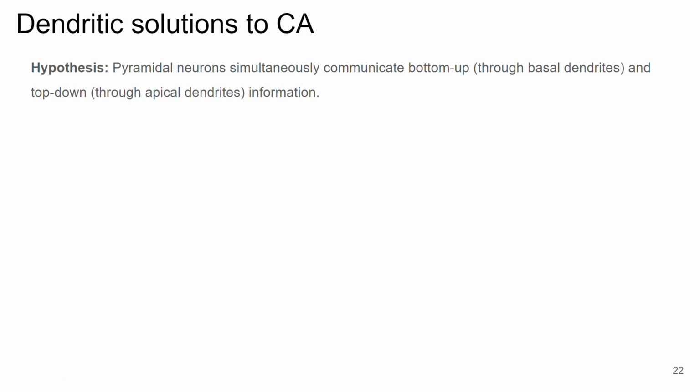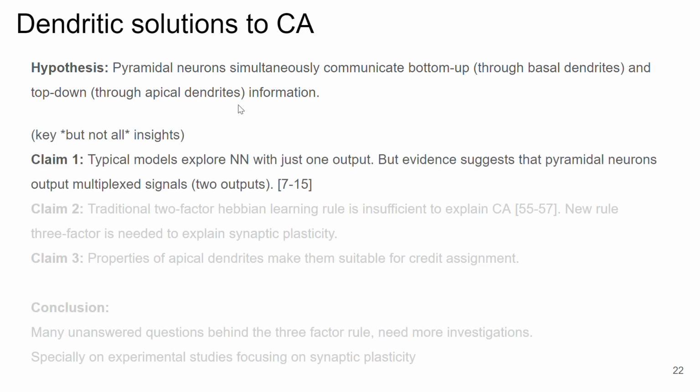So this is the primary hypothesis of the paper. Pyramidal neurons simultaneously communicate bottom-up information through basal dendrites and top-down information through apical dendrites. Here are some key but not all insights. I just covered the ones which I found more interesting in more detail. Typical neural network models have just one output, but evidence suggests that pyramidal neurons have two outputs. It has just one output, but it's communicating information regarding two signals.